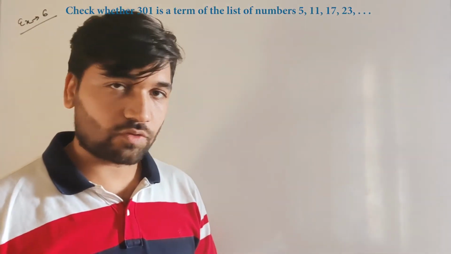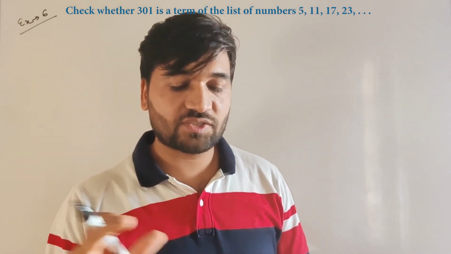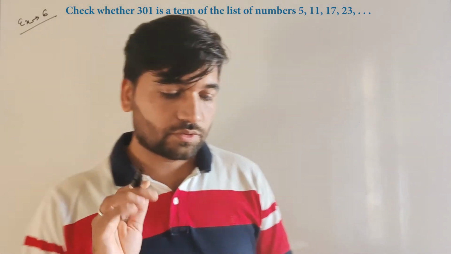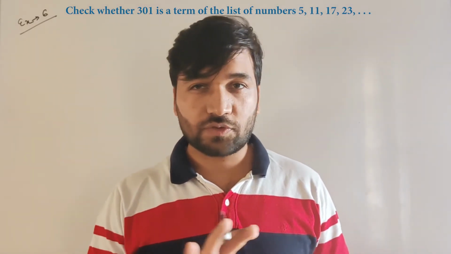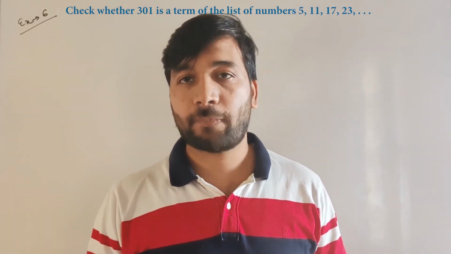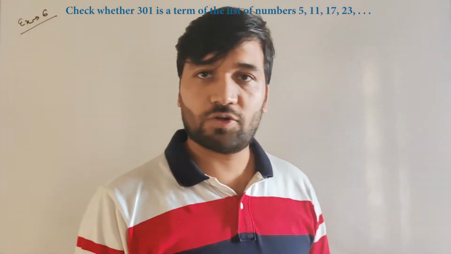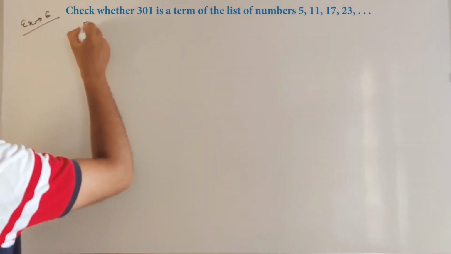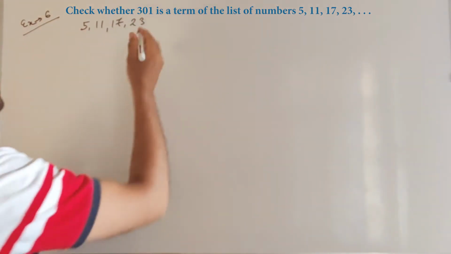Okay, so next is example number 6. I'll read out the question here. Check whether 301 is a term of the list of numbers 5, 11, 17 and 23. So when you read this question, what do you see? They're writing list of numbers. In the question they have not given that it's an AP. So the first thing you're supposed to quickly verify is whether this is an AP or not. So I'll write down the sequence 5, 11, 17, 23 and so on.